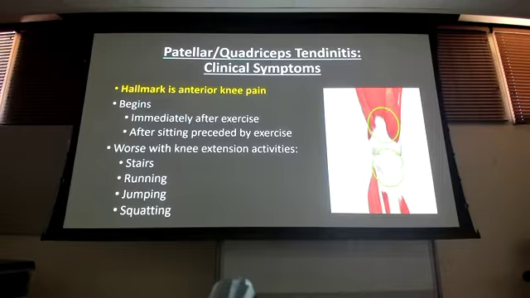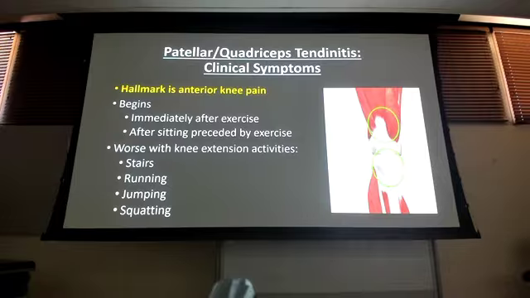But commonly, they'll begin the exercise, and they'll start having some discomfort, and after sitting, preceded by exercise. So they go from a real strenuous activity and they sit down, and then they have pain, okay? When you sit down, think about this real quick, right? When you sit down, is your patella driven down into your tibia? Because there's a stretch on the patellar tendon and the quad tendon. It's almost like a rubber band that's tight, correct? So that's what they're describing there.